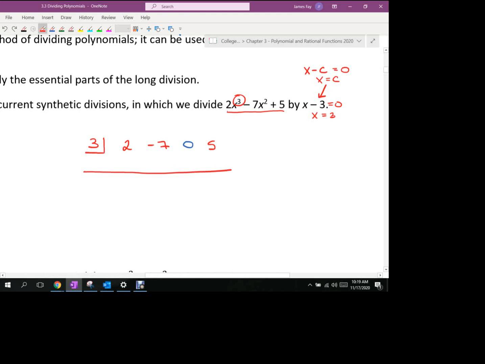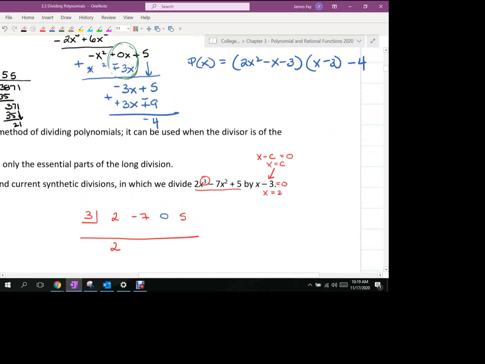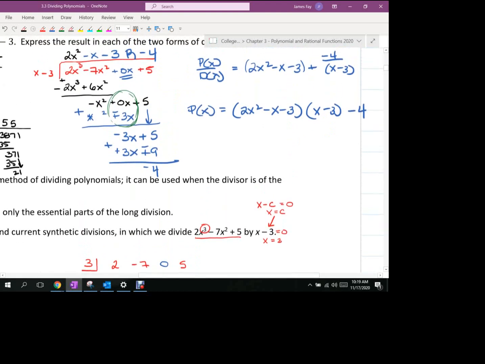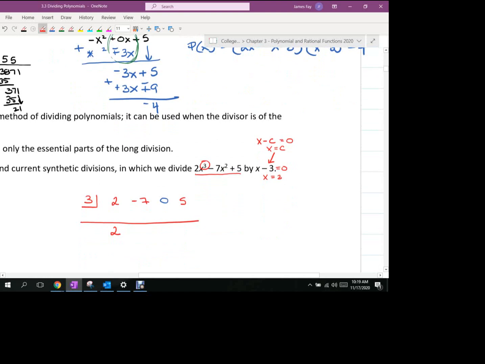But what we're going to do is the first thing we're going to do is bring down this 2. That's all you. You always bring down that first term. And that 2 right there is analogous or corresponds to that 2 that we found yesterday doing long division. Is that okay? Now the next thing we do is we multiply this 3 by that 2. And what's 3 times 2? 6. And then that 6 gets placed underneath your next term.